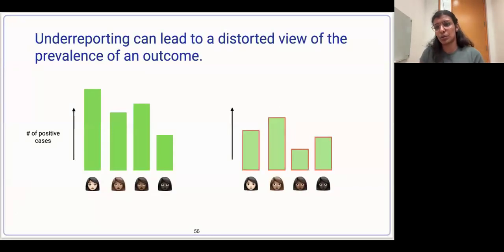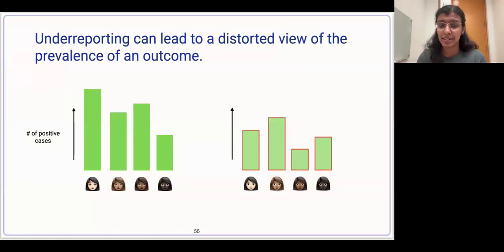Okay, so here, what we'd like to estimate is health disparities, but underreporting can lead to a distorted view of the prevalence of an outcome. So instead of observing the true number of positive cases across demographic groups, as pictured on the left, we might observe something closer to the right, lower numbers of positive cases across all groups.